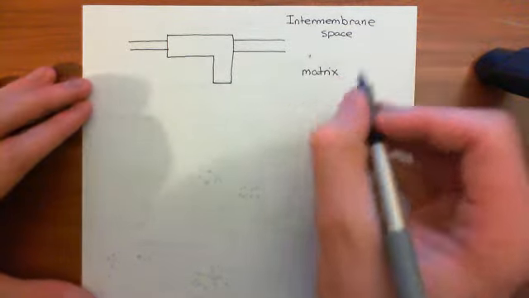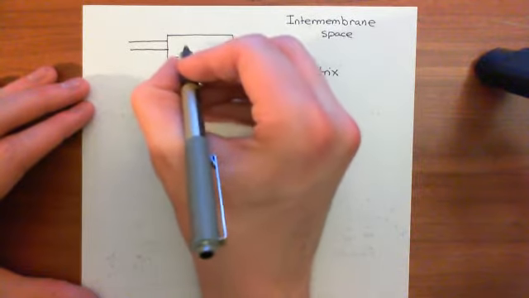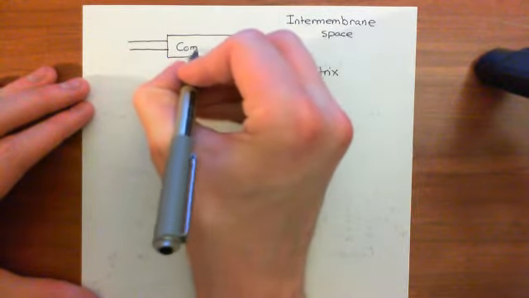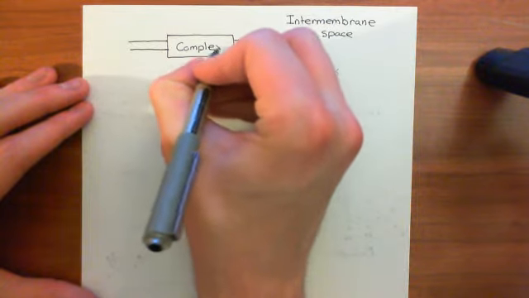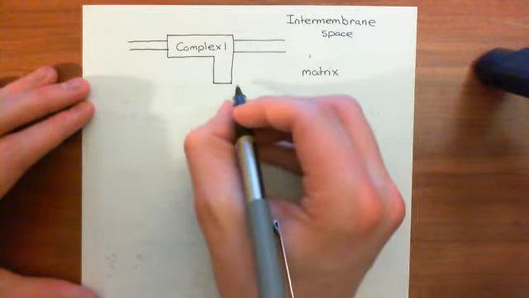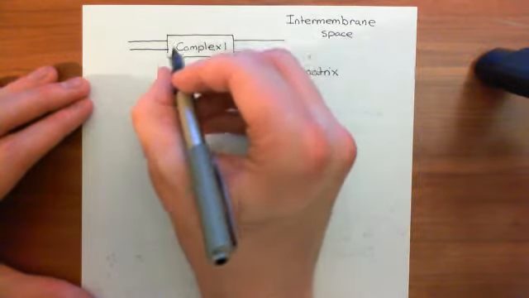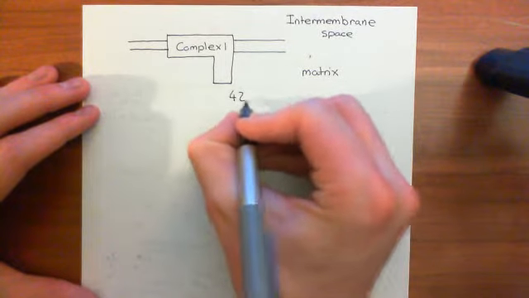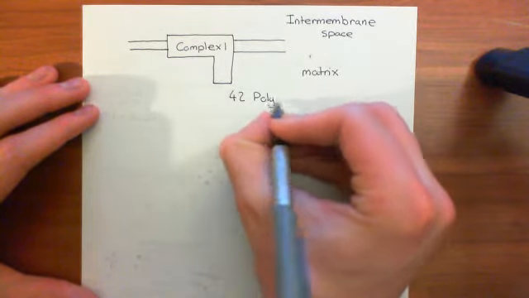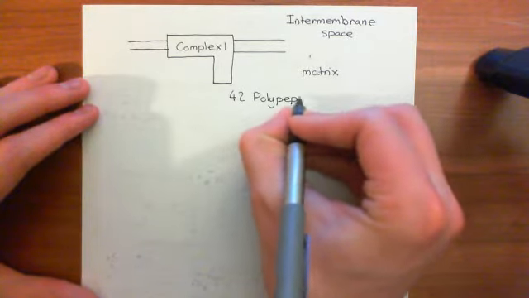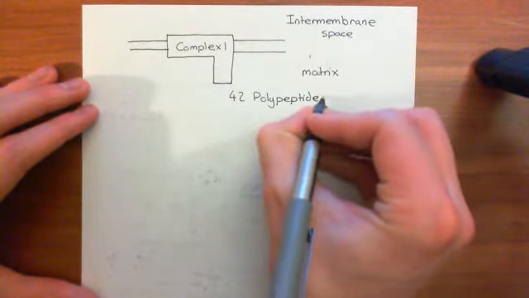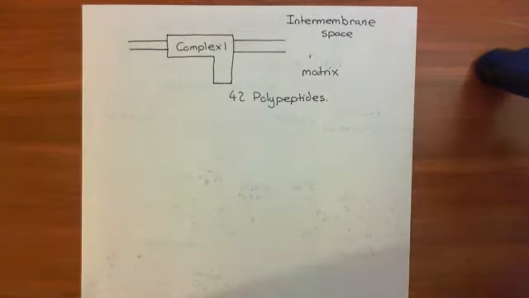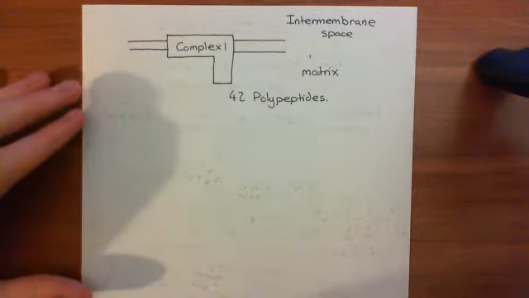Now, to illustrate to you how enormous this thing is, it is made up of 42 separate polypeptides. So it's beyond being able to actually draw out each polypeptide. It's an absolutely enormous complex of loads of proteins all stuck together to make one fantastic, enormous complex. So this is what complex 1 is. It's enormous.